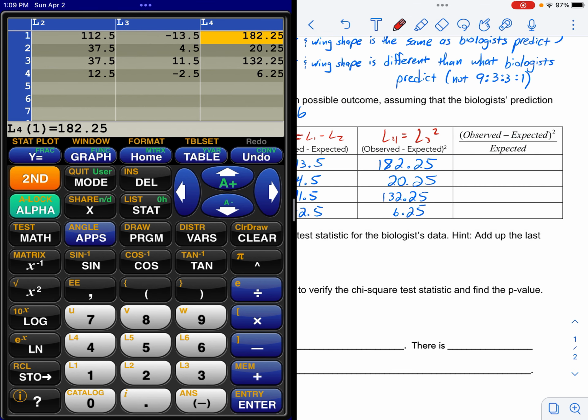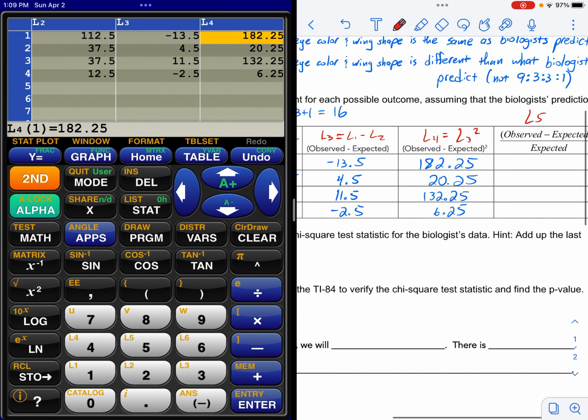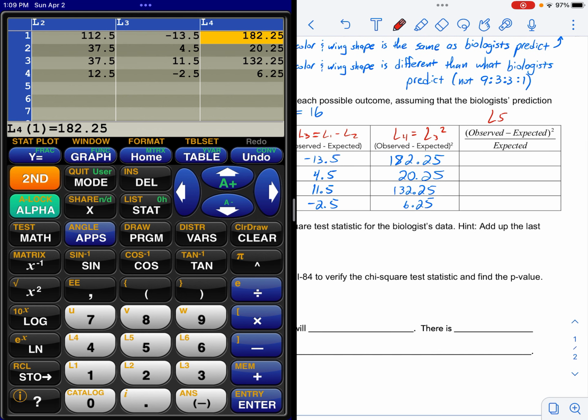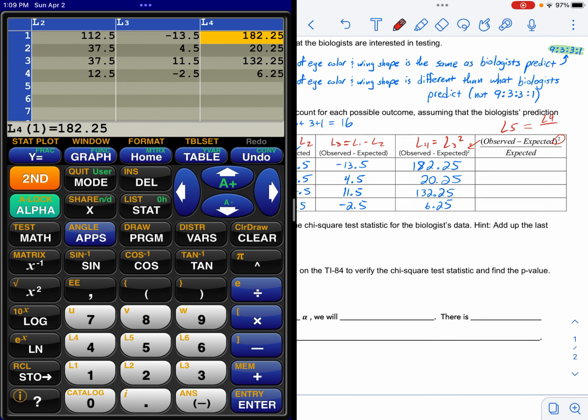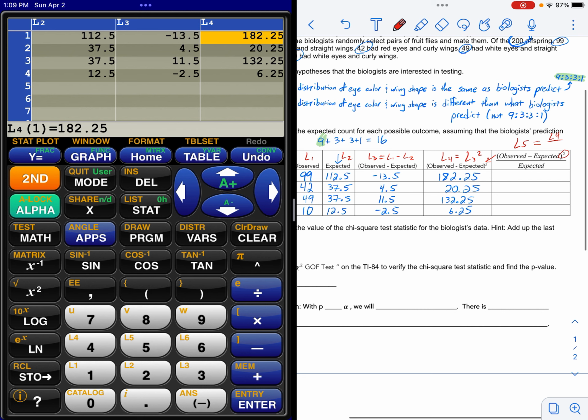This is going to be list 5. Okay, we want to essentially do observed minus expected, well, isn't that right there? Observed minus expected squared, which is list 4, L4. And I want to divide by expected. And which one is my expected? That is list 2.